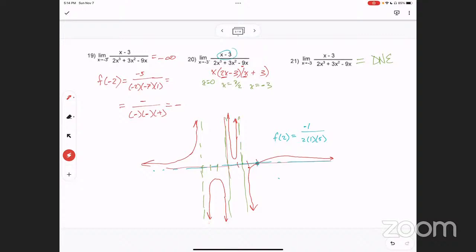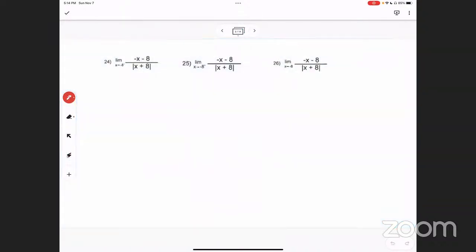That's right. And when I jump on the graph to the left of it, and as I get closer and closer and closer, this point gets closer and closer to what? Positive infinity. You got it. Make sense? All right.